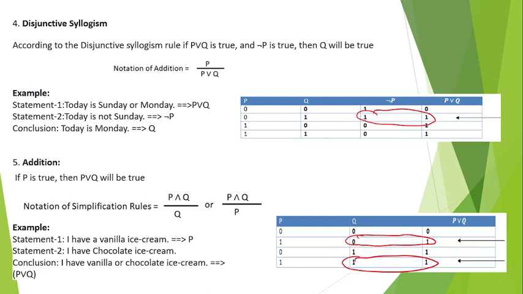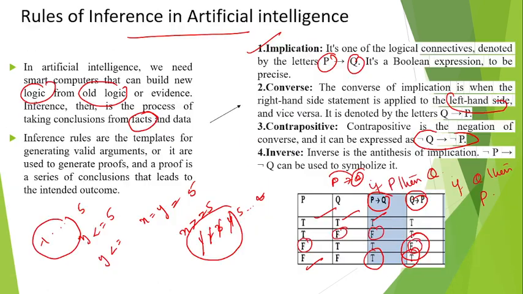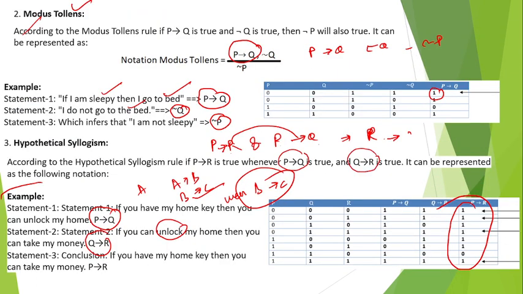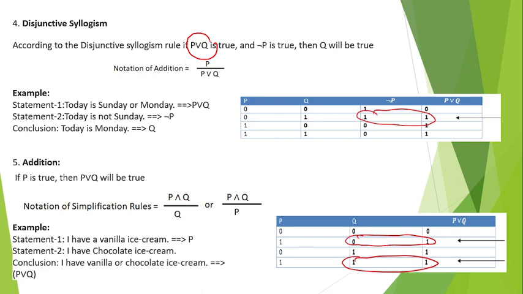Now the other one is disjunctive syllogism. What is meant by disjunctive syllogism? The rule is that if P or Q is true, and the negation of P is also true, then Q is also true. That is the notation: if P or Q is true, and not P, then Q.